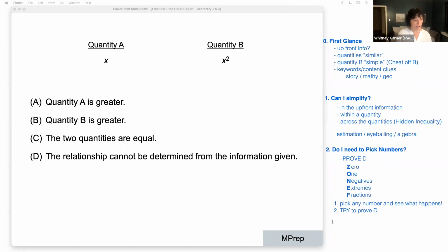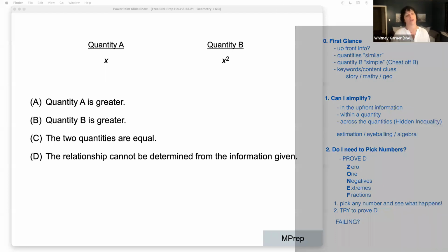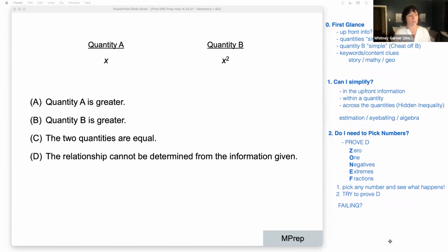If I fail to prove D, if I keep getting the same answer, like B again, and B again, and B again, then at this stage I'm kind of admitting defeat a bit. So my rule is, just choose, and then be open to a pattern.